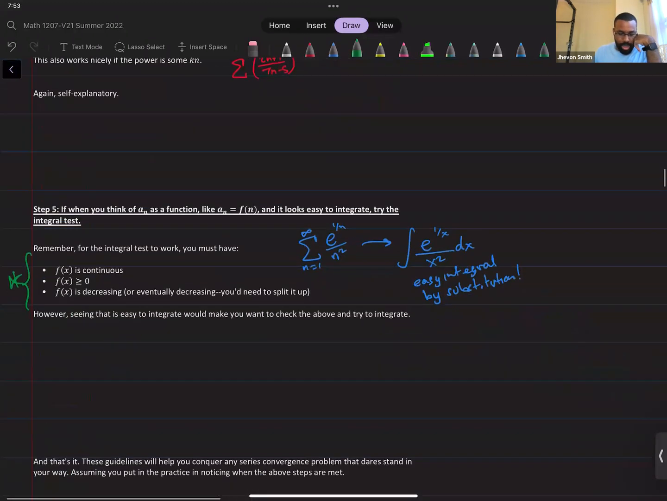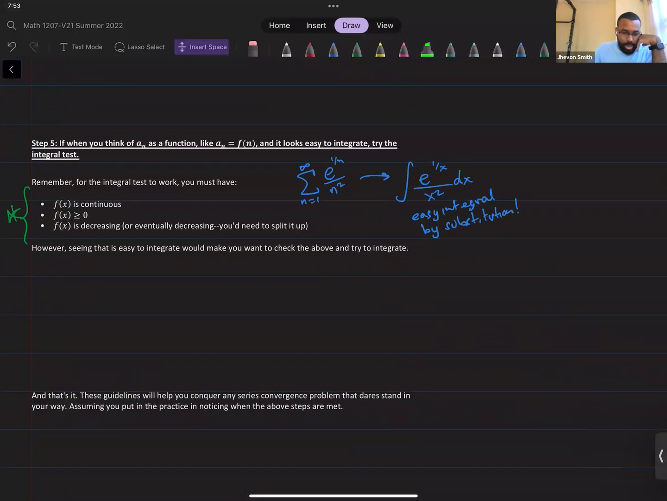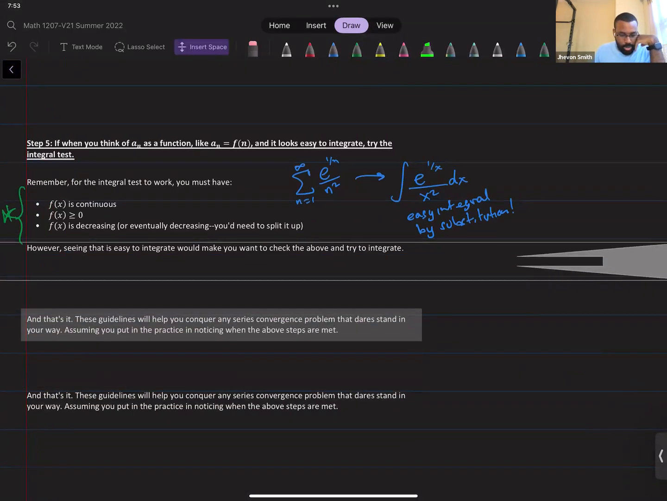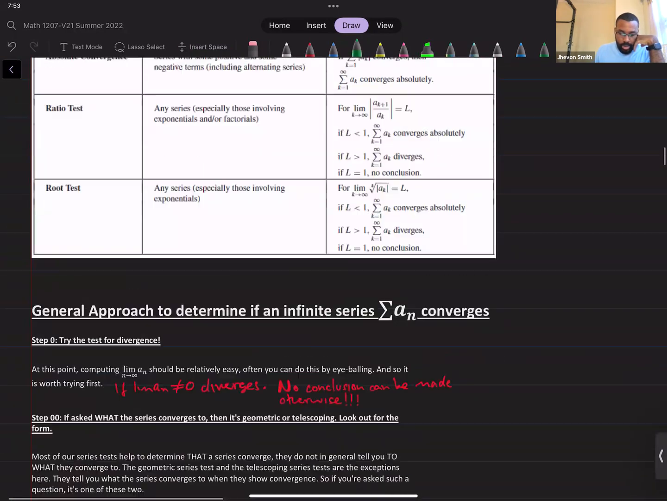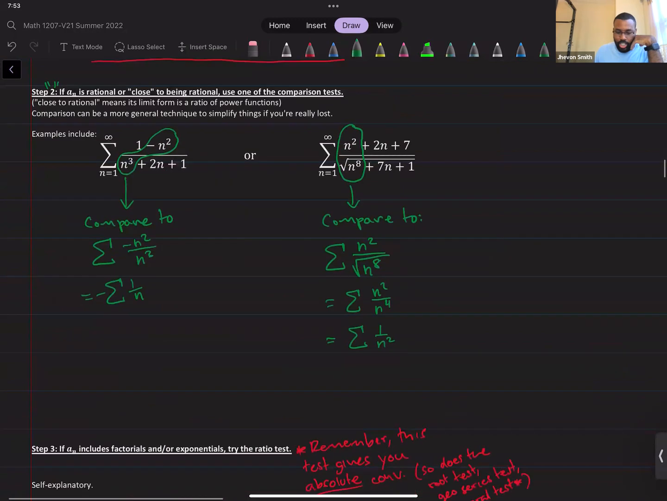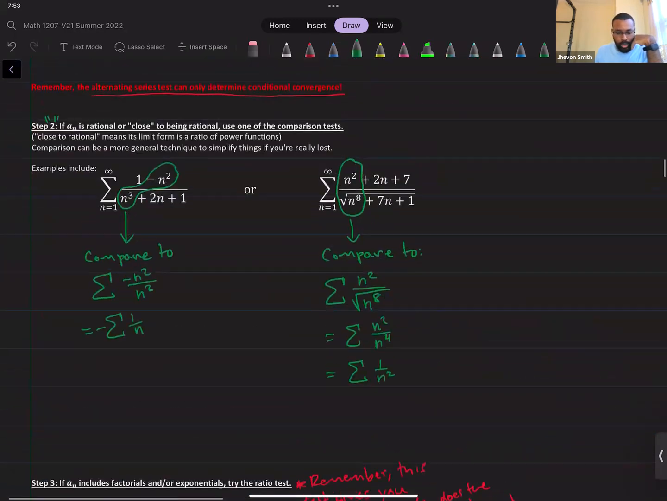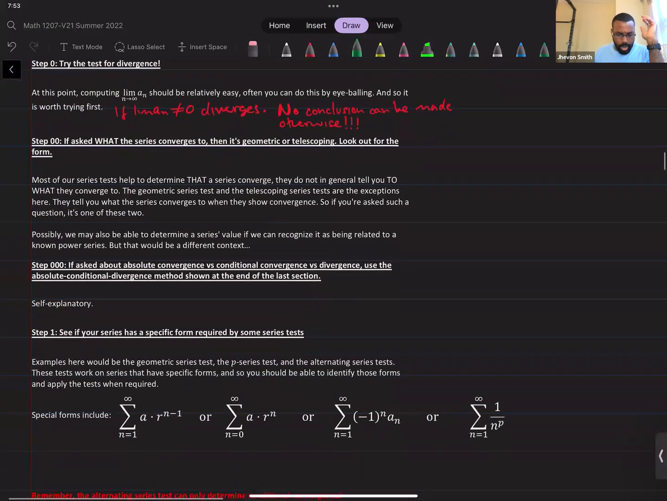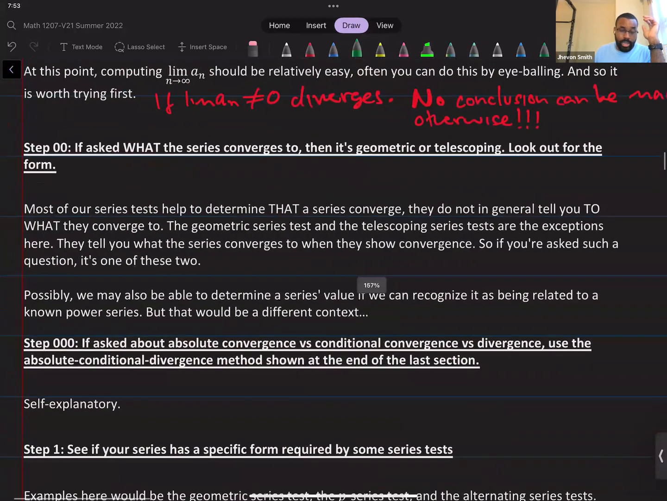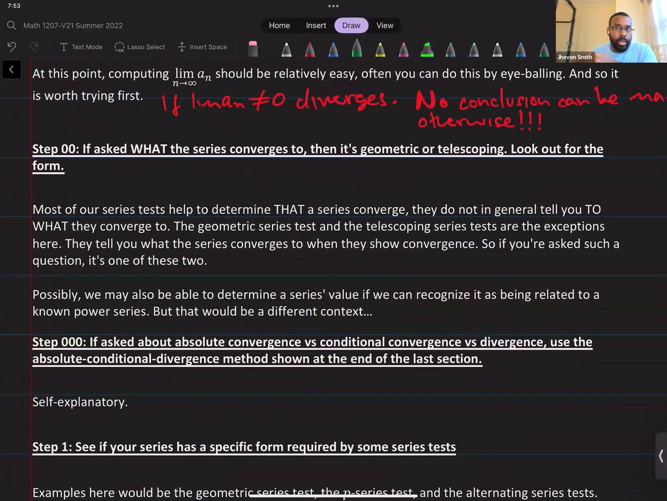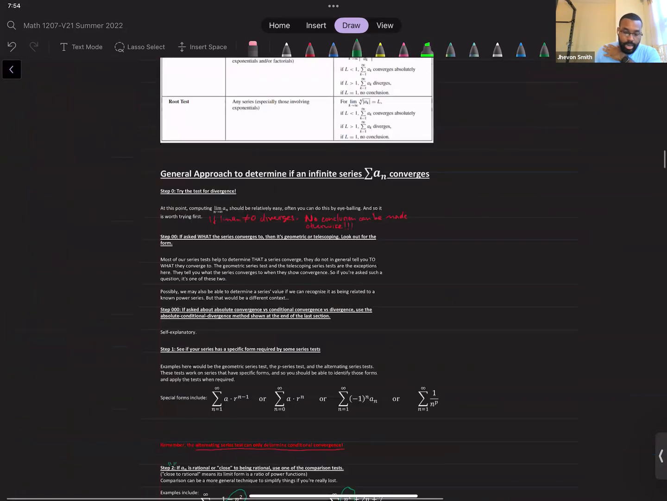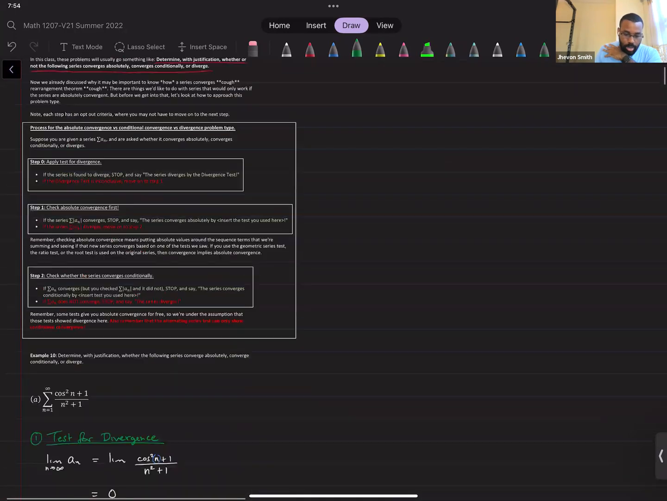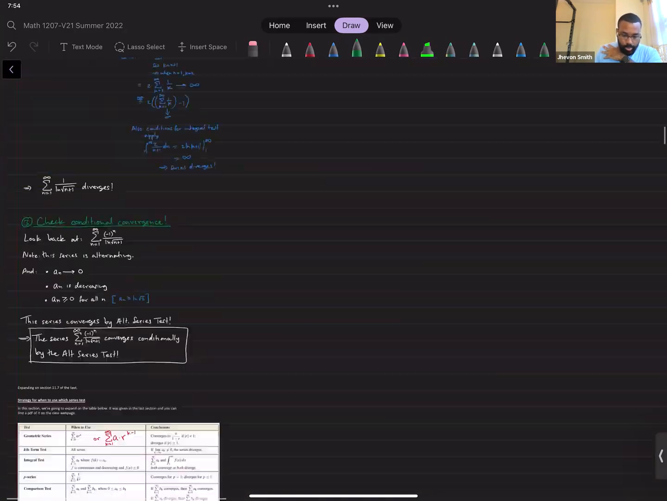And that's essentially it. Every series that I would ask you, you can use one of these tests to figure out whether it converges or not. And this is generally speaking when you would try which test. So test for divergence, you always try that first, know how to use it. And based on what the problem asks for, that might be a hint. So if I ask you specifically what something converges to, then it's either going to be geometric or telescoping.